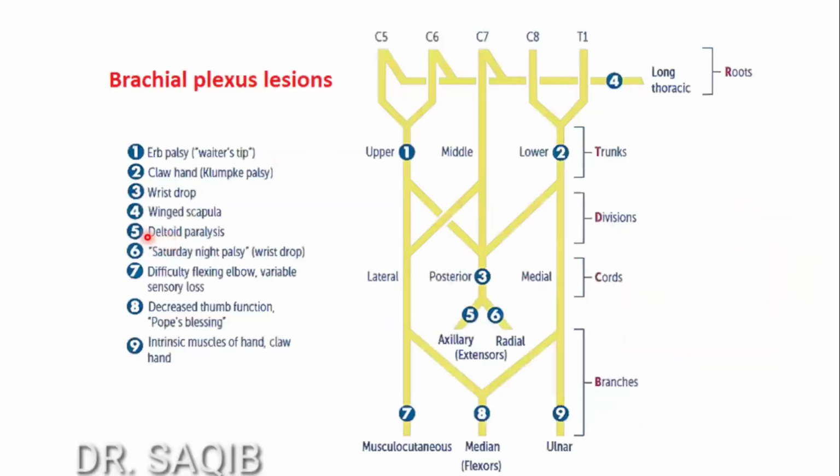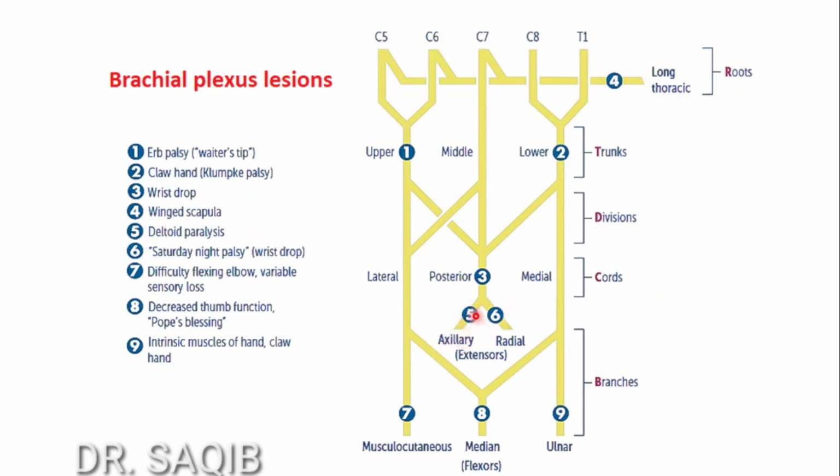And then the injury to the winged scapula, here you could see this is the long thoracic nerve injury. If it is paralyzed, it will result in winged scapula. I've shown you the picture already. Then number five is the deltoid paralysis. Here you could see this is the deltoid paralysis, in which the axillary nerve is involved, right?